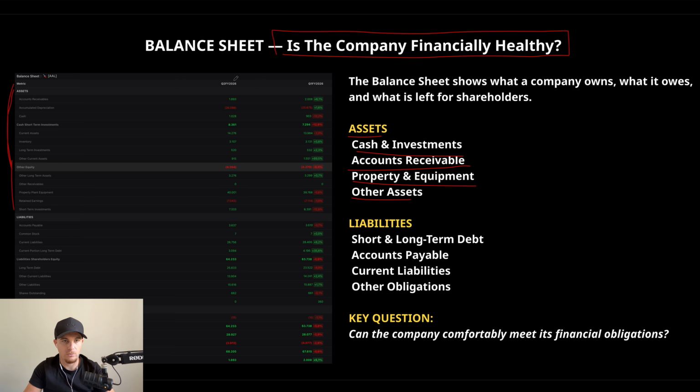So this is, for example, the balance sheet, and especially the assets, for American Airlines for Q2 this year. The second part is about the liabilities. You have the short and long-term debt, the accounts payable, the current liabilities, and all the obligations visible in this part as well. And at the end, you have the totals: total assets, total debt, total equity, total liabilities, and total receivable. And the question at the end is, can the company comfortably meet its financial obligations? And this is very important.